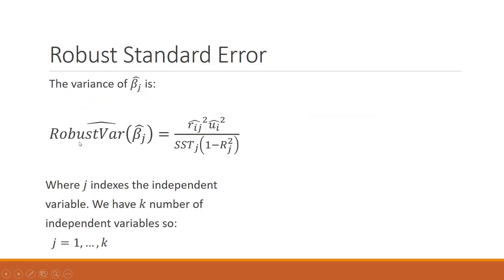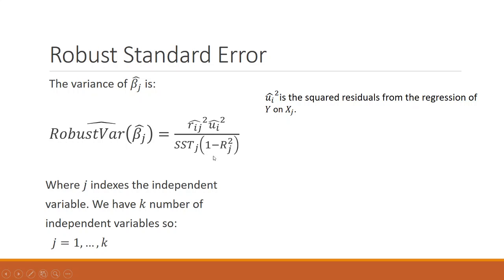Okay, the way that this is done is now we are calculating it this way. We're calculating the robust variance of this beta j hat, our coefficient estimate, using a slightly different formula. We're using a slightly different estimate of the error variance. All right, we can see it here.